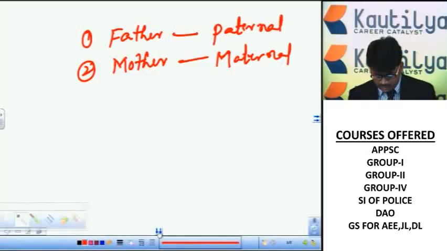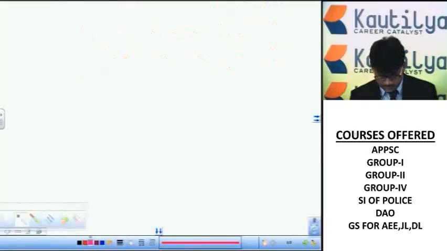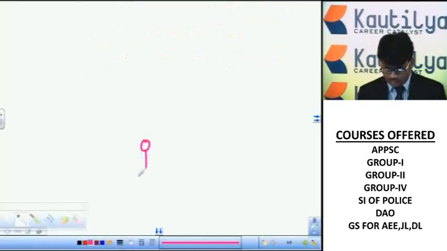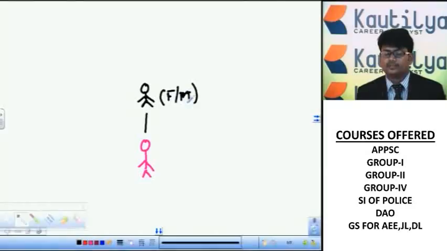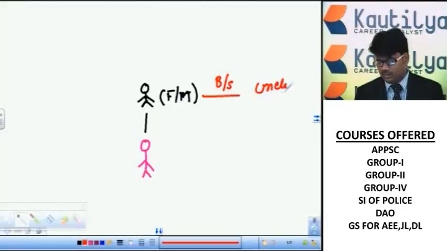For example, if you take the blood relation tree, the person is yourself here. The person may be male or female, whoever it may be. The person has a parent in the upward direction. That person is called father or mother. The person has a brother or sister. That means our father's brother or mother's brother, or father's sister or mother's sister, is called uncle or aunt.